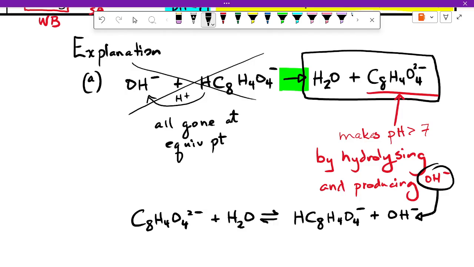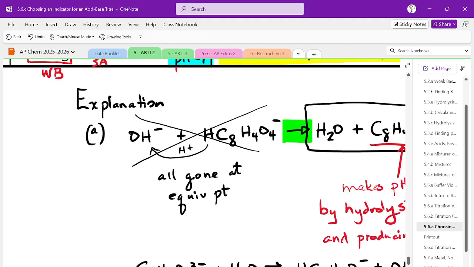Yes? On the version, what does it mean by acetonic hydroxide? Okay, let's take a look. That's number 8 in the written.